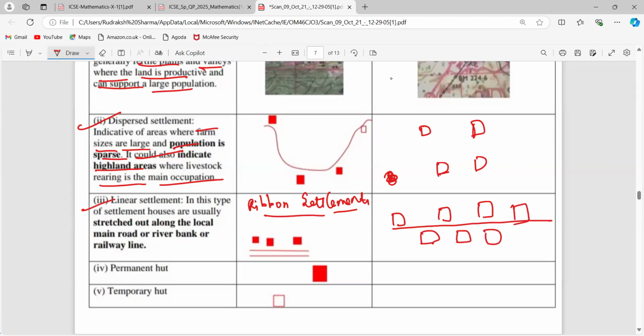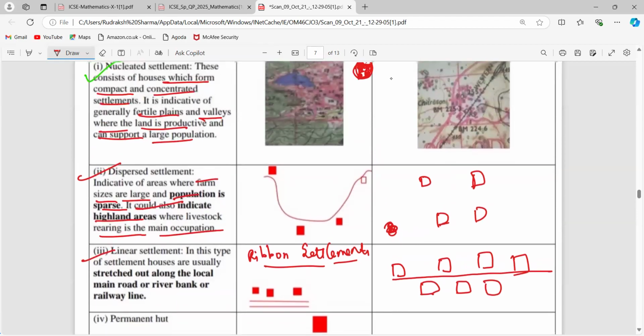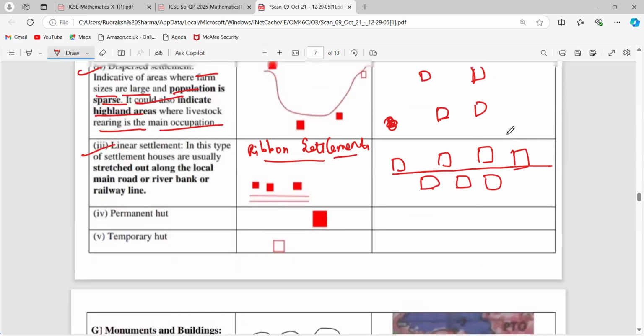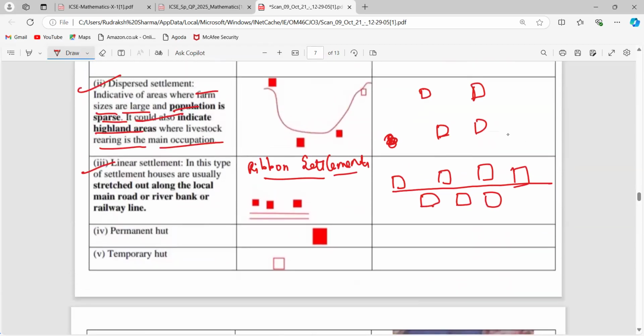Okay. Now one more settlement is left, I think. Linear is done and all. Was that all? Yeah. Permanent hut. Now there are two types of hut. Permanent is this, which is a solid square. Okay. And temporary, or you can say abandoned, meaning a house which has been left, nobody lives there, abandoned, is a hollow square.